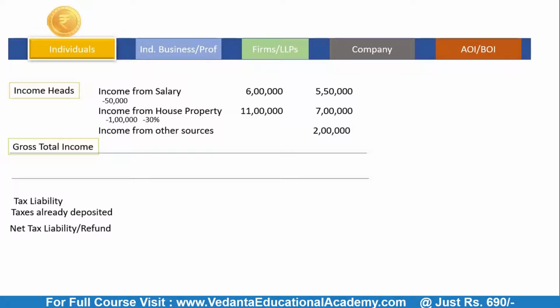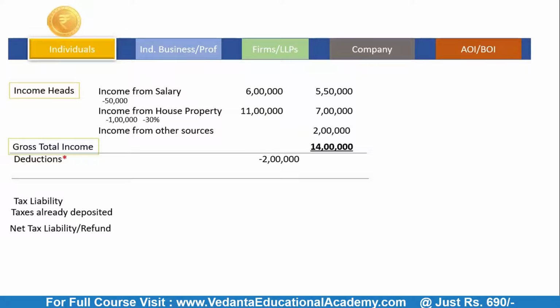So altogether there is around 2 lakhs of income. So income from salary, income from house property, and income from other sources makes the gross total income. Now the total income of the person is around 14 lakhs, and on these 14 lakhs, if you made any investment or any expenditure that is allowed by the income tax department, you can claim that as deductions.